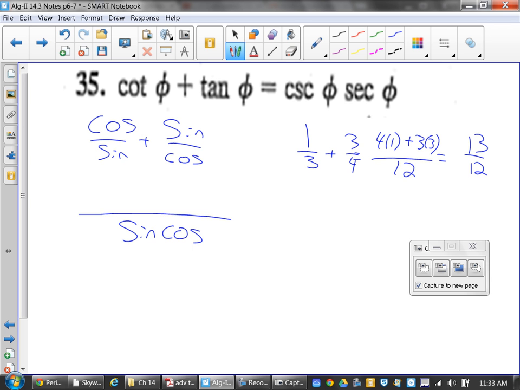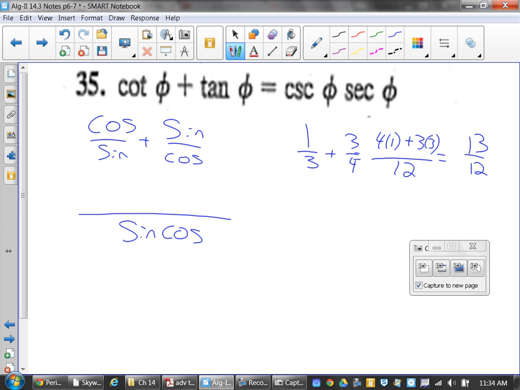Wait, didn't we already do this? We started a little bit of it. I'm just trying to remember something before where we had to multiply together. Yep, we did that with polynomials.